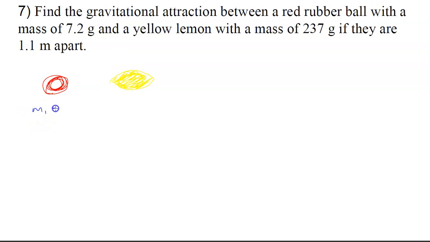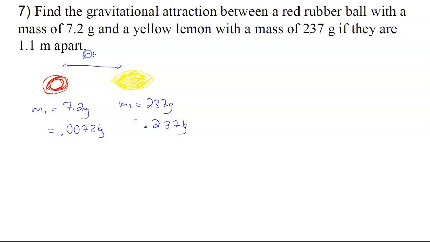All right, but they give me some masses. The mass of the first object, the red rubber ball, is 7.2 grams. And of course, we don't like grams. 0.0072 kilograms is what we want. Mass 2, the lemon, would be 237 grams, which is better expressed as 0.237 kilograms. They are a distance r of 1.1 meter apart. I don't want to take half of that; we want the whole distance. But gravitational attraction, Newton found out for us, is equal to G m1 m2 over r squared.